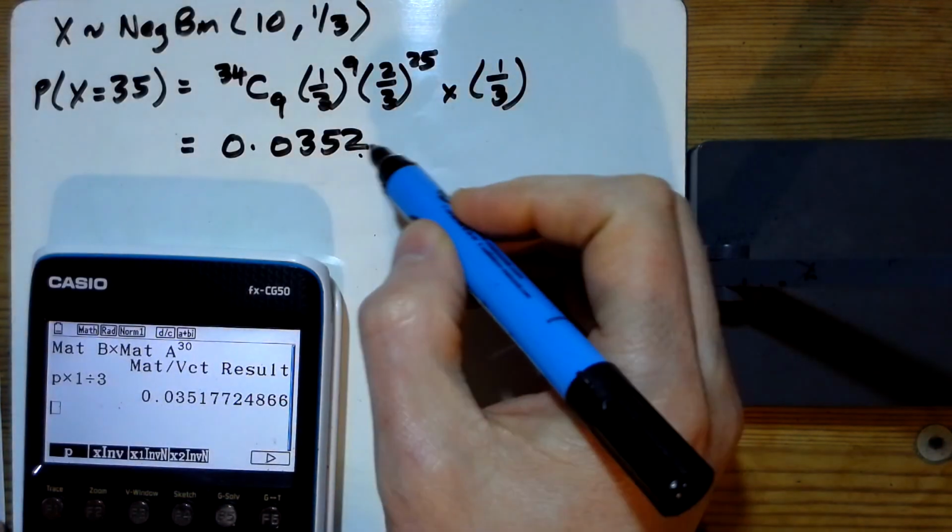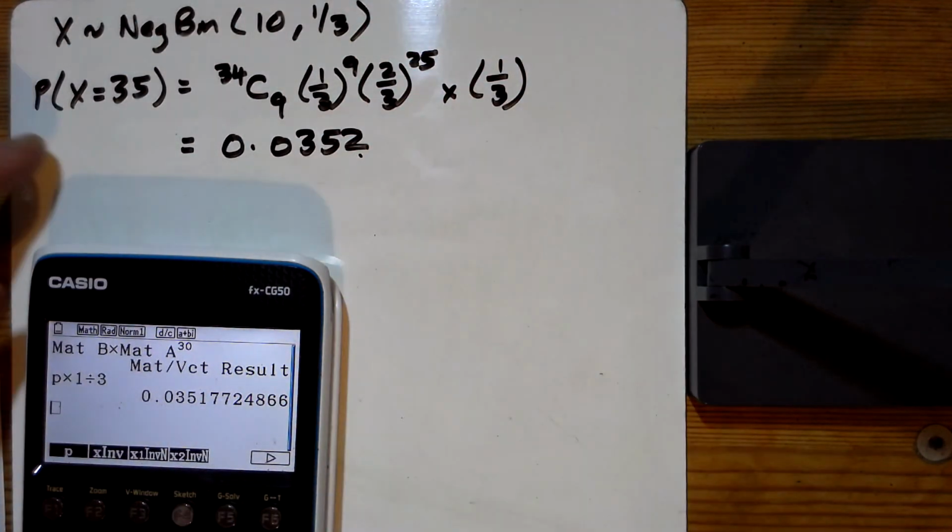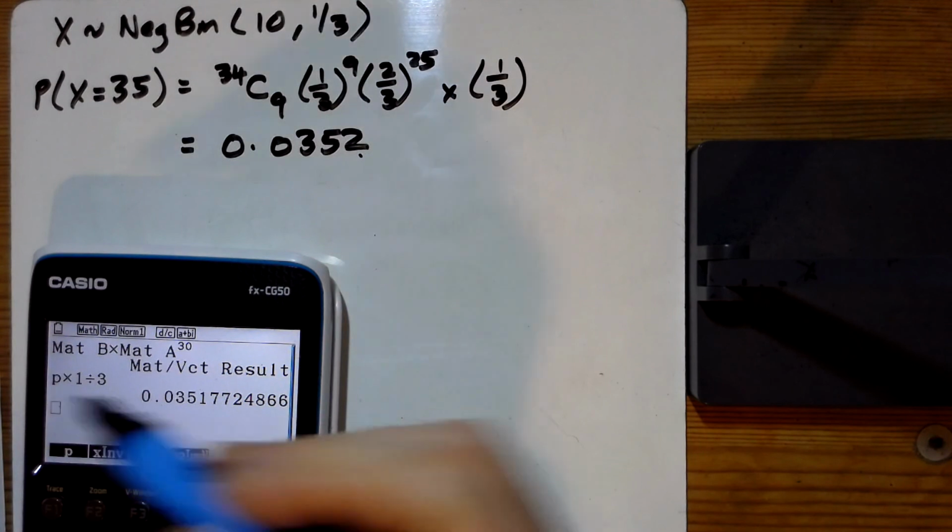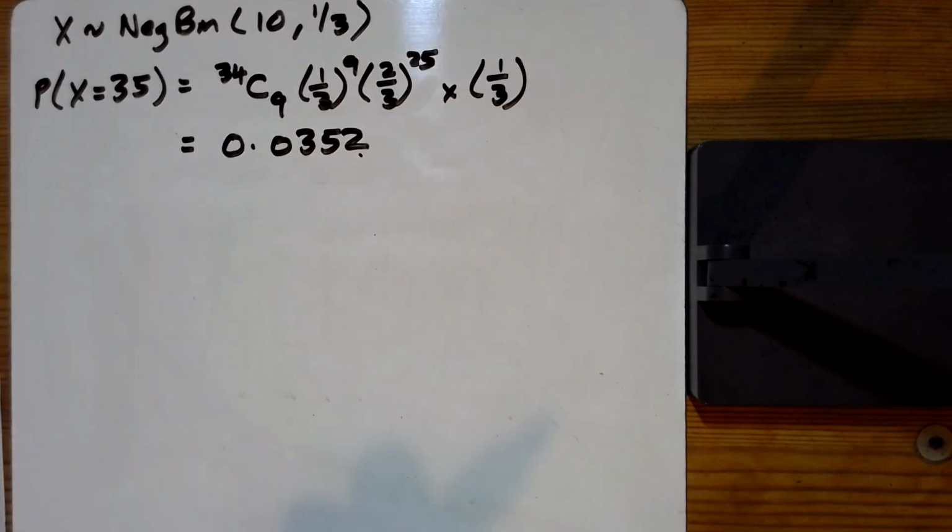I've just rounded the 177 up to a 12. Standard thing there, I just did the binomial and then times it by a third there.